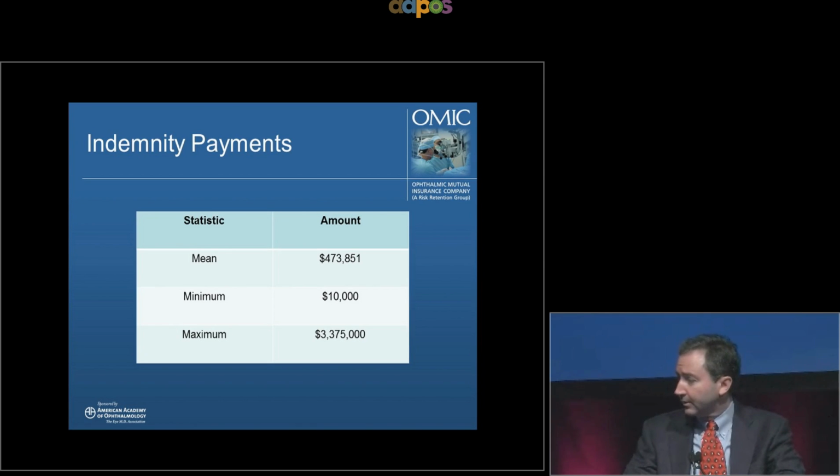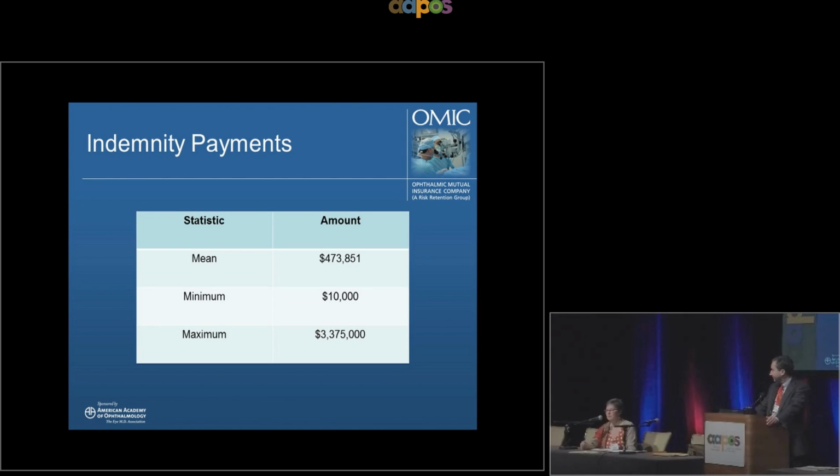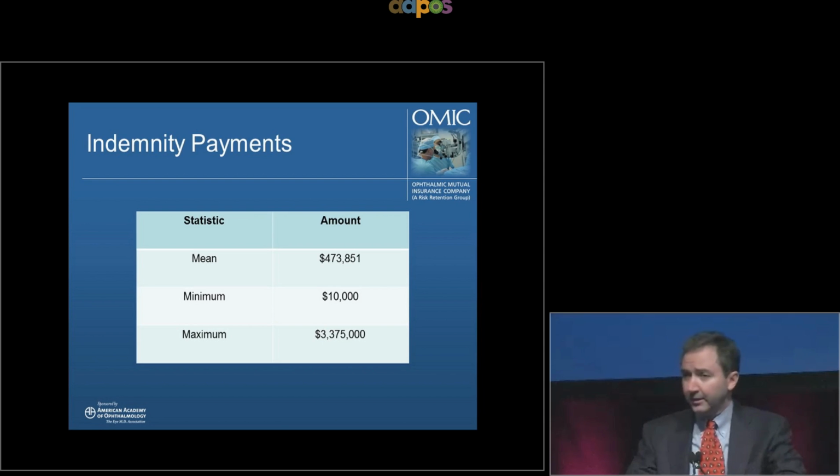So pediatrics is significantly higher in terms of how many close. Usually about 20-21% of overall claims close with an indemnity payment, and I think our average payment is about $120,000. So you have the privilege of being at the top of your game. So much higher, and for obvious reasons. Young children, lifelong expenses for vision care. And the maximum ran up to $3,375,000, and correct me if I'm wrong, I think that is also the high at OMIC for any single indemnity payment.